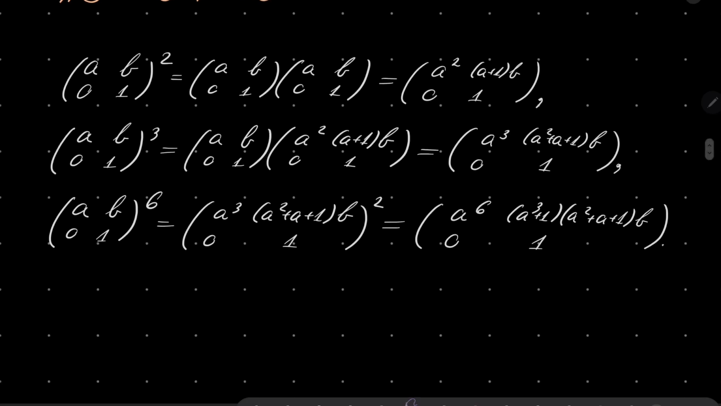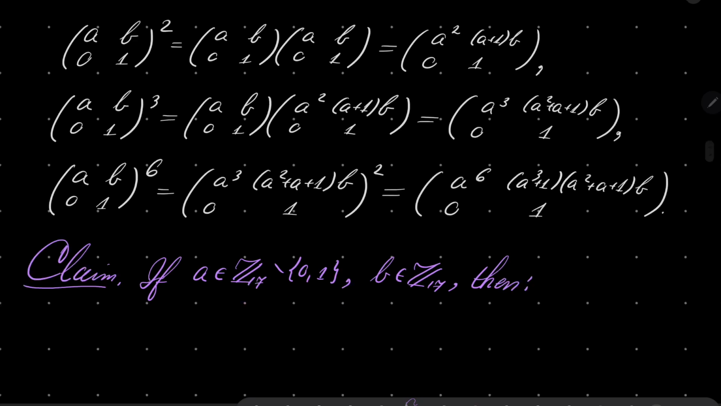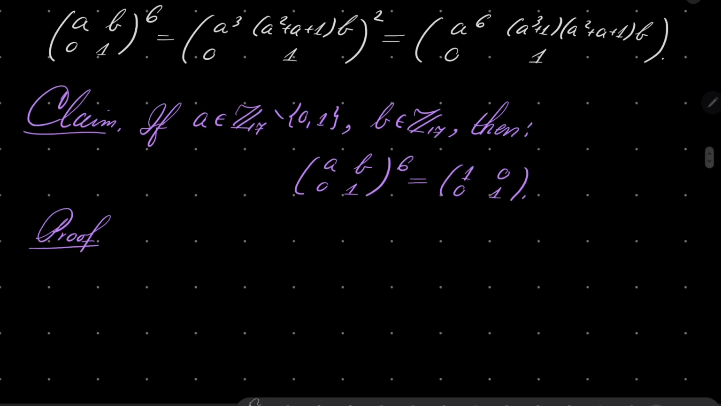Alright, and now I claim that if A is in Z7 but not 0, not 1, and B is any element of Z7, then [A, B; 0, 1] to the 6th power is the identity matrix. How to prove my claim? Proof. I will just consider A case by case.